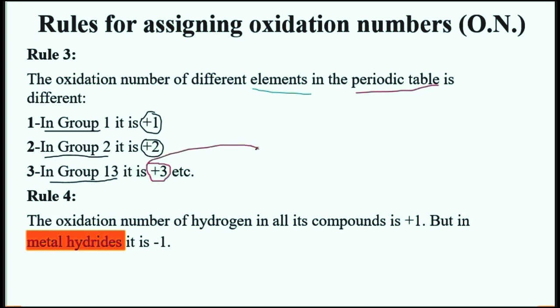I am repeating again. The oxidation number of the elements in the periodic table basically depends upon the group number. For example, if an element exists in group 1, its oxidation number will be +1, and for any element of group 2, the oxidation number is +2, and for any element of group 13, the oxidation number is +3.